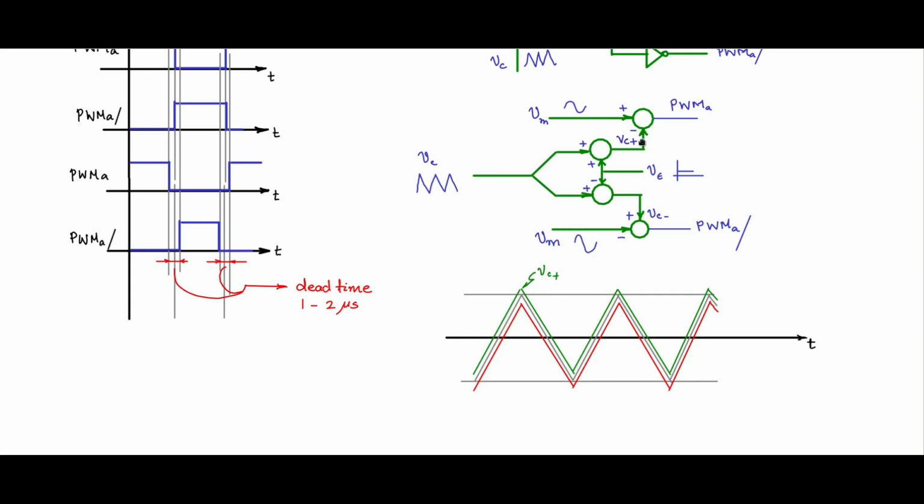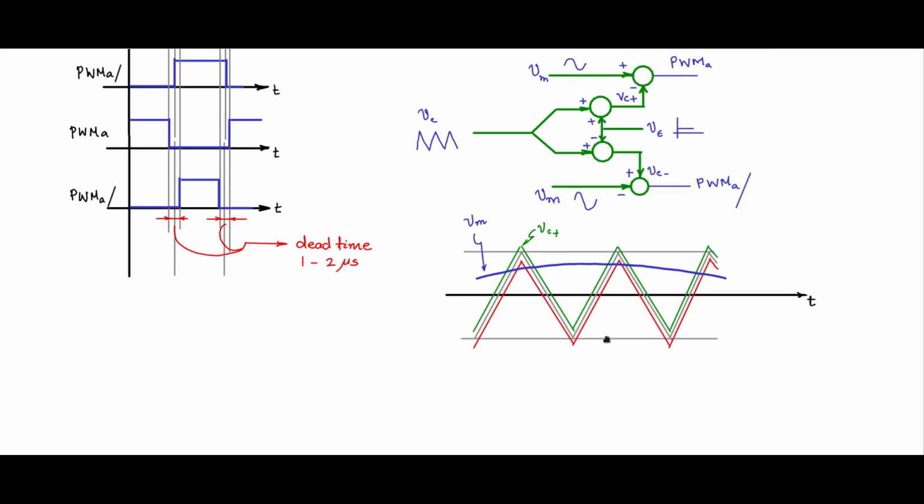With VC plus, we are doing the regular comparison, with the modulating signal at the plus terminal of the comparator and VC plus at the minus terminal, and PWMA is obtained. So let us get that. This is the modulating signal. Now let me draw the crucial points, where the modulating signal is intersecting with the VC plus waveform, the green one, again and again.